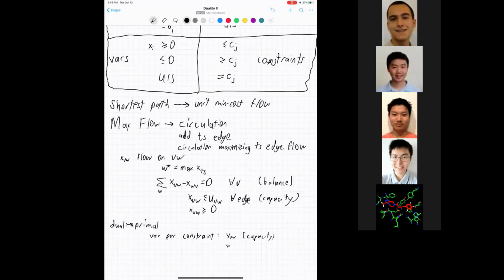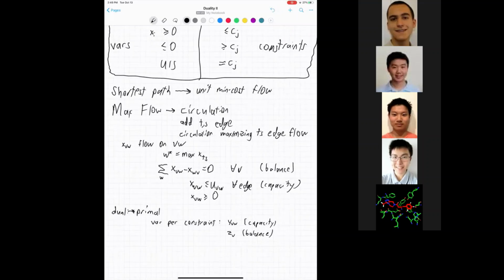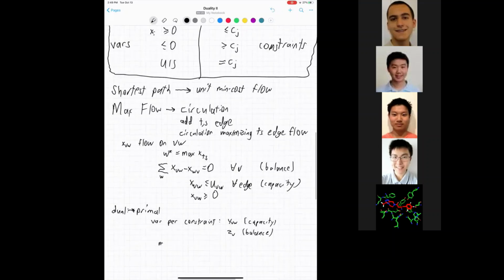And also ZV for the balance. Okay. And again, this is what you'll typically do, is that you'll have different kinds of constraints and you'll define a different variable for each kind, which indexes over the occurrences of that kind of constraint. Okay. So now that I've got them, I can start writing down my linear program.